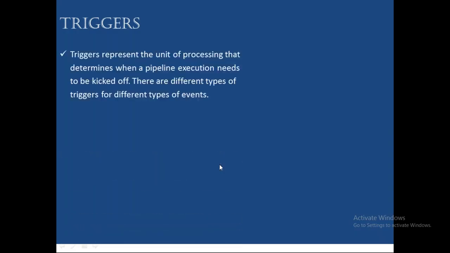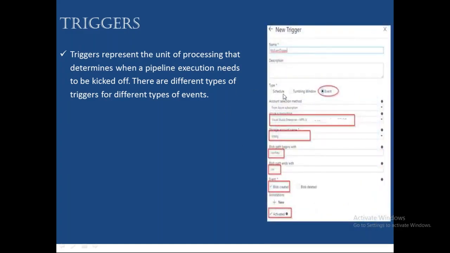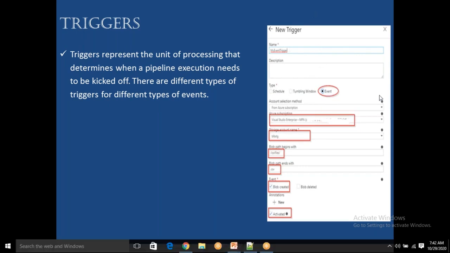Next, triggers represent the unit of processing that determines when a pipeline execution needs to be kicked off, when this pipeline execution should be started. There are different types of triggers for different types of events. One is the schedule trigger, second is the tumbling window trigger, third is the event trigger. We have 3 types of triggers. Clear, friends? What is a trigger? When a pipeline execution needs to be started or kicked off. Any questions here?